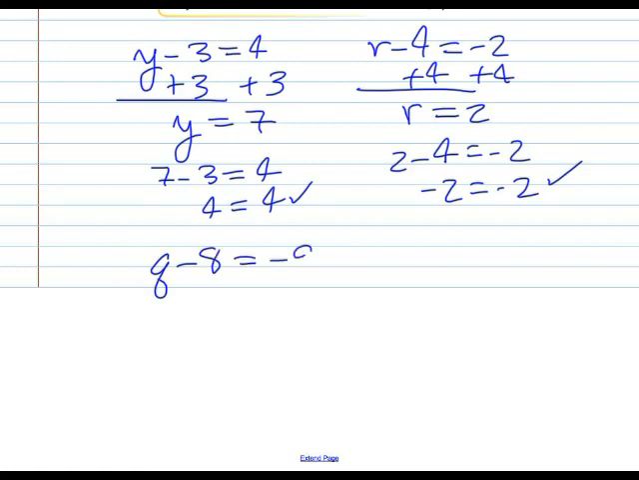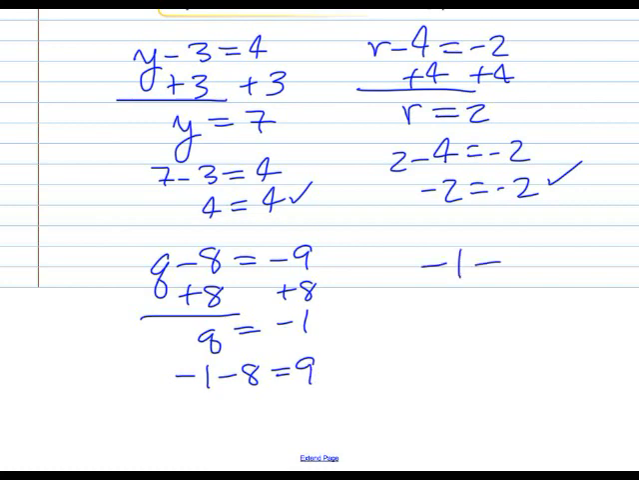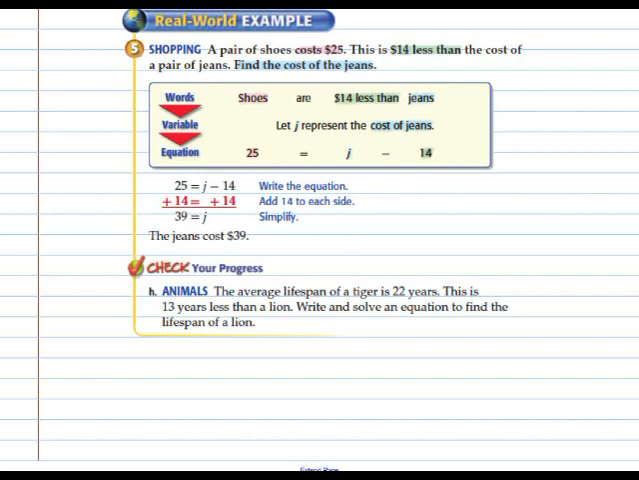In my third example, Q minus 8 equals negative 9. I'm going to add 8 to both sides of my equation. Q equals negative 1. Is negative 1 minus 8 equal to negative 9? Well, negative 1 minus 8 is the same as negative 1 plus a negative 8, which is indeed negative 9. Negative 9 is the solution to my equation.